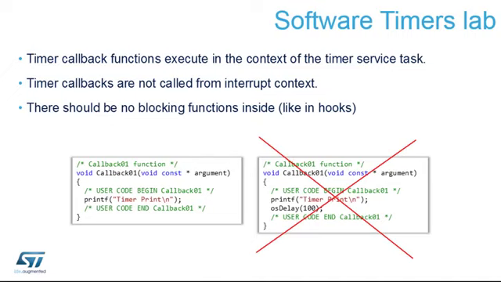A very important thing is that if you put any blocking function inside, that can create trouble and delay in other callbacks, because all other callbacks come in the same context, in the same task. So if you put a blocking function, you are blocking the whole timer task. What would you do if you need to start some action and then wait for something?